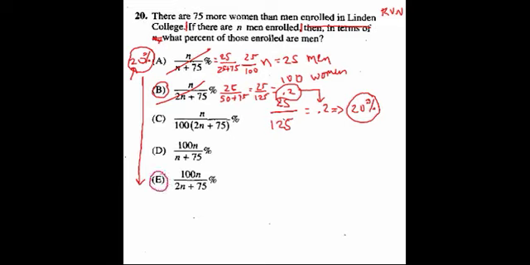So the answer is E. So if you did 100 times 25 over 2 times 25 is 50 plus 75, that is going to give us 2500 over 125, which will equal 20. And then notice that the end is the percent, and that matches. So the answer should be E. Common mistake on this one.